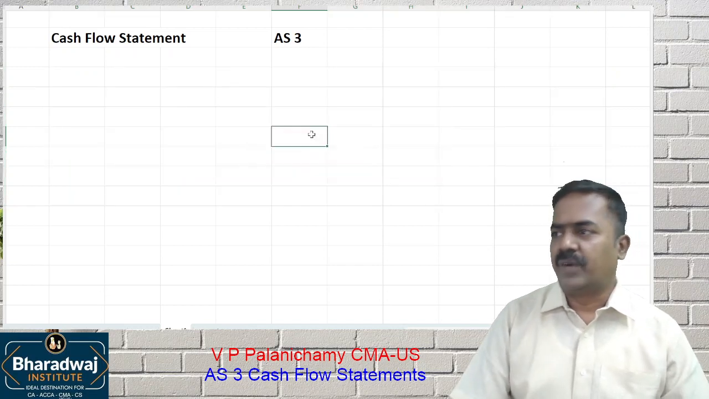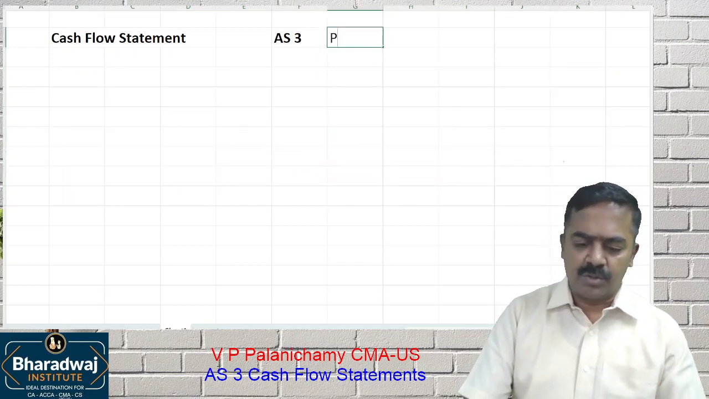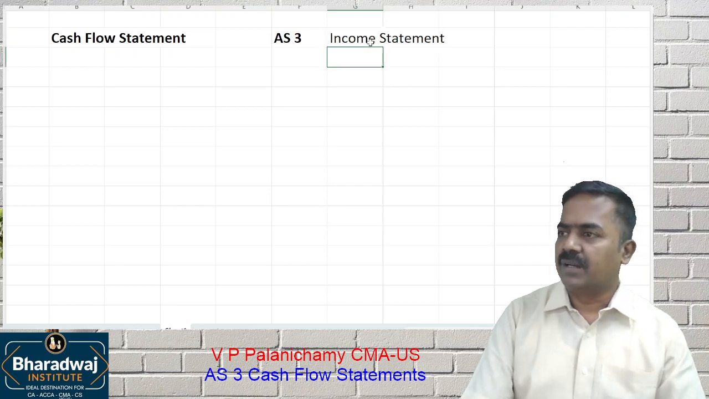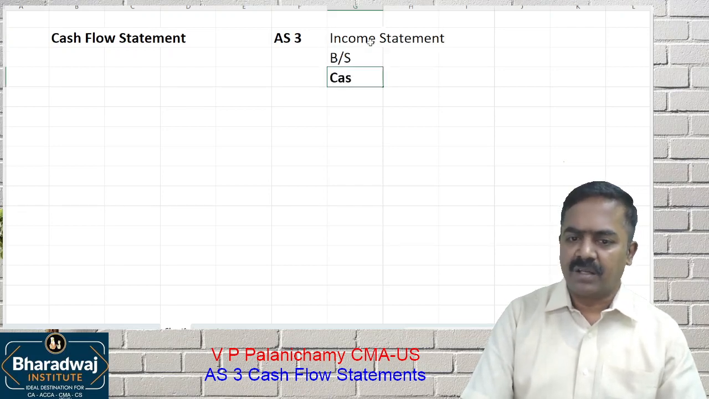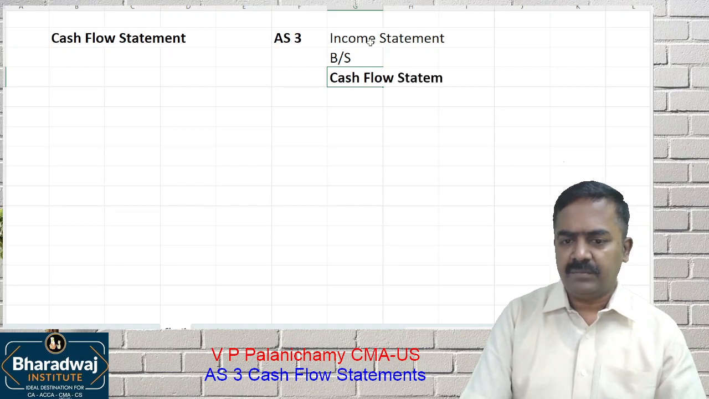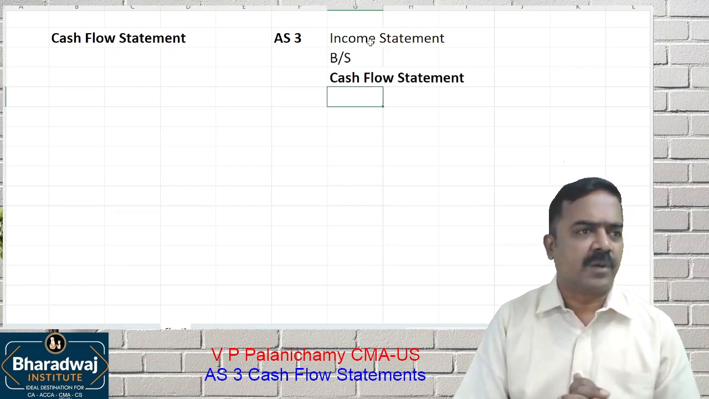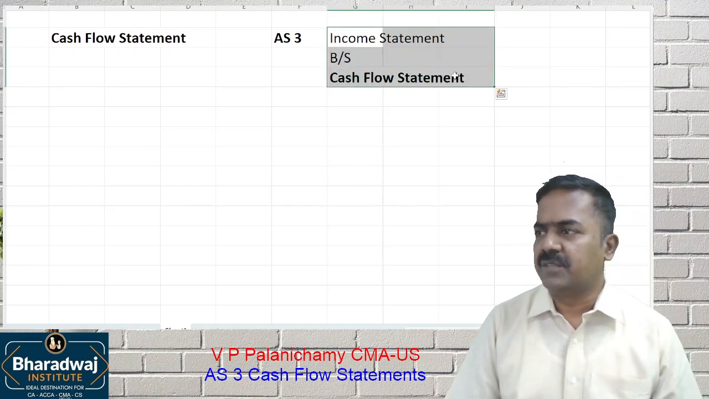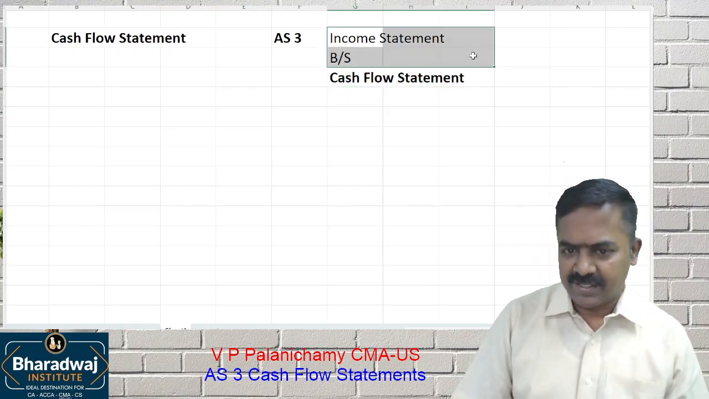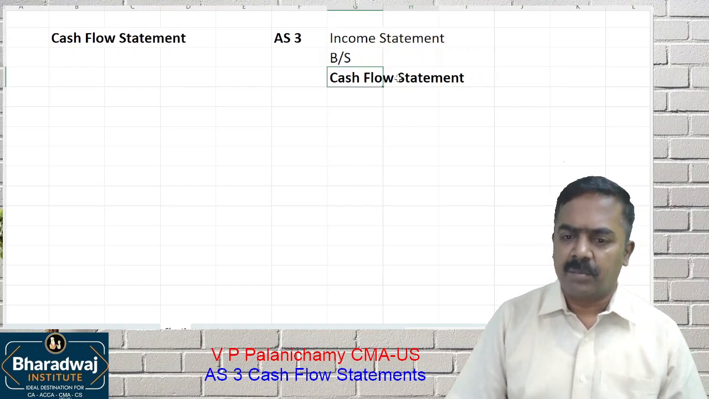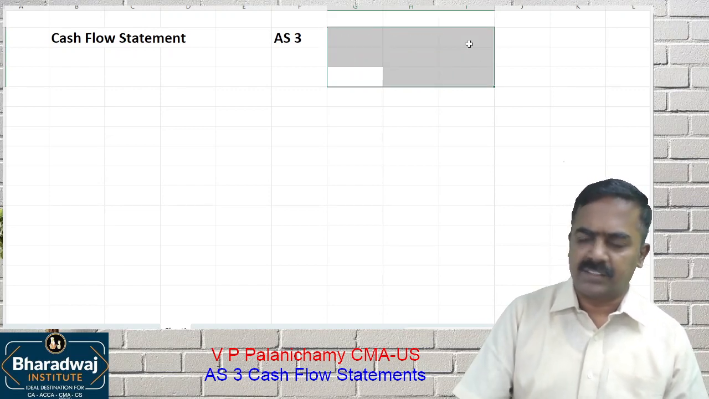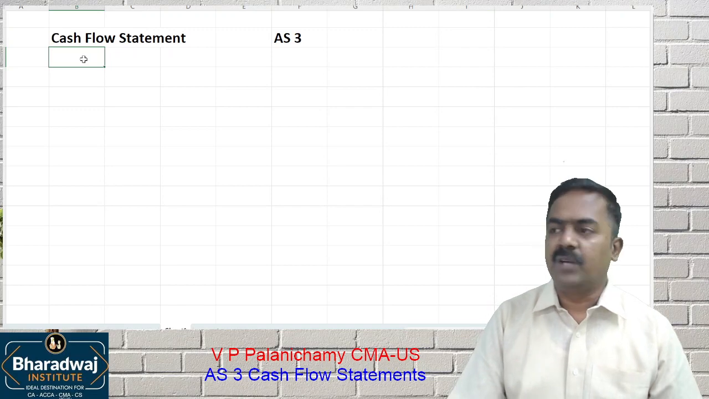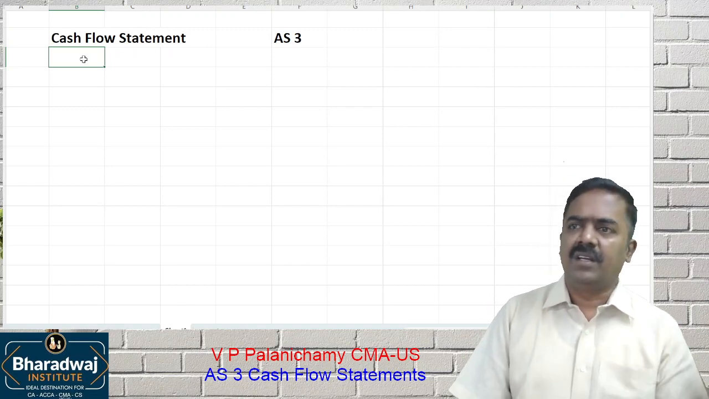That's why for a company, final accounts include which one? Income statement. Income statement, then which one? Balance sheet, and which one? Cash flow statement. Cash flow statement is also part of which one? Financial statements. So investment decisions are taken based on which one? Yes, income statement and balance sheet is a base, but cash flow statement is a better base. It's a better base for making what? Decisions with respect to investment.